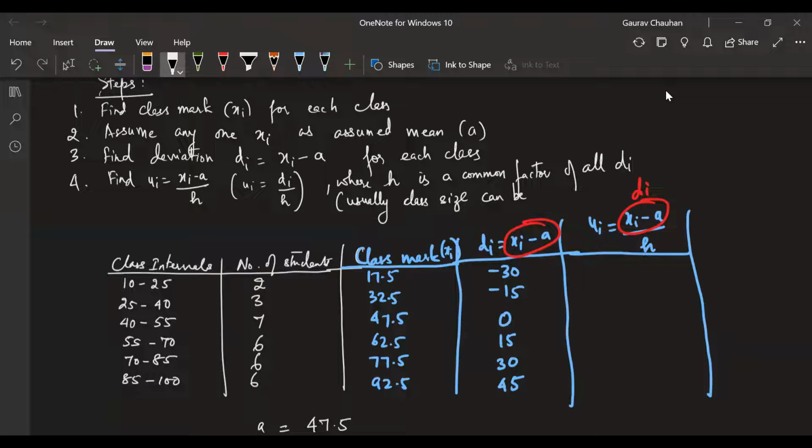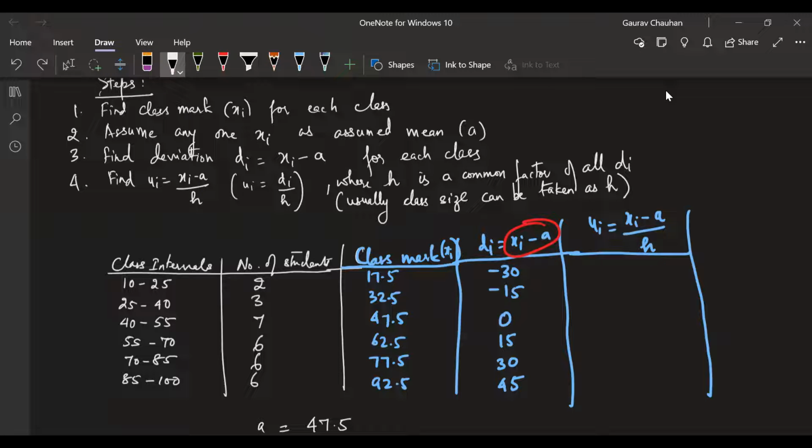It can be taken as h. When class size cannot be taken as h, I'll also tell you that. Suppose the groups had different sizes, say one was 10 to 20, another 20 to 35, another 35 to 55. That time my class size would not have been the common factor of all of these. But in most cases your class size will end up being the common factor of all of these. As we do a question of that type also, you will understand that. Usually class size can be taken as h.